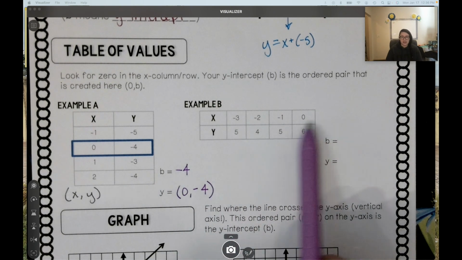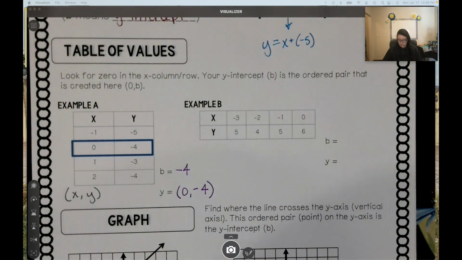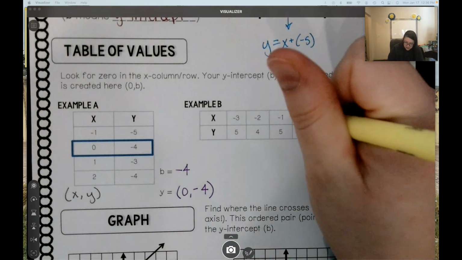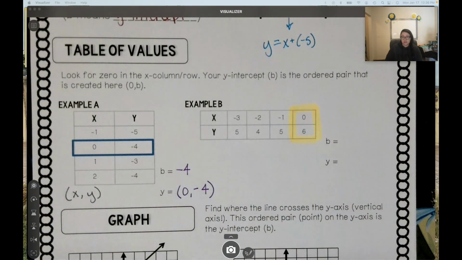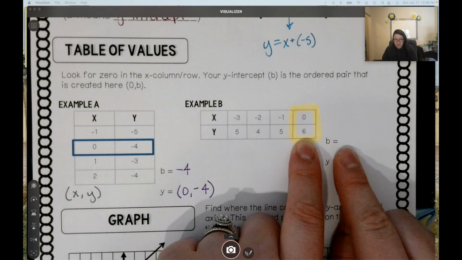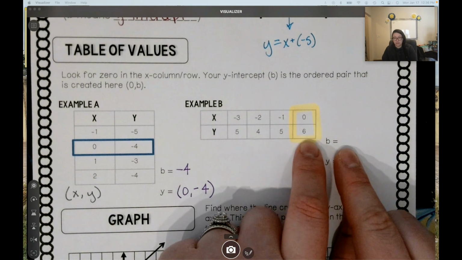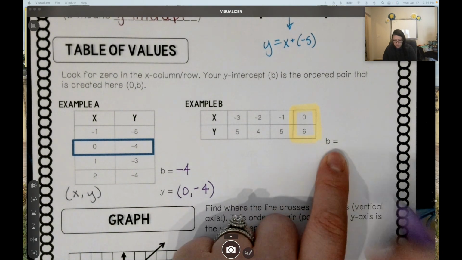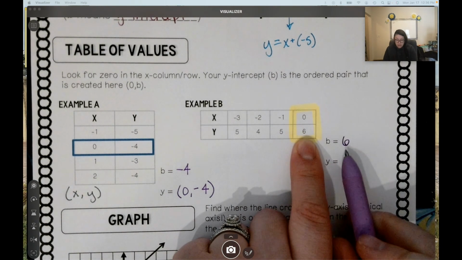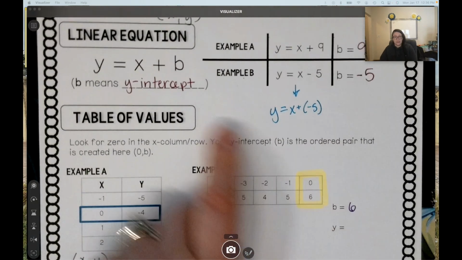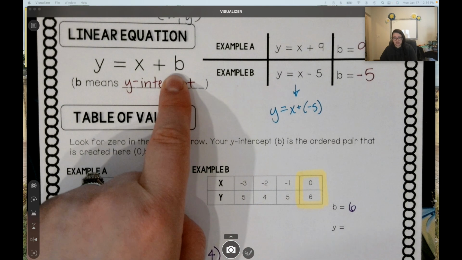Again, where's the x equals 0 here? It's at the end, when my x is equal to 0. Its y is my b. When x is 0, my y is b. So what is my b here? 6. If this was an equation, my plus b would be plus 6.